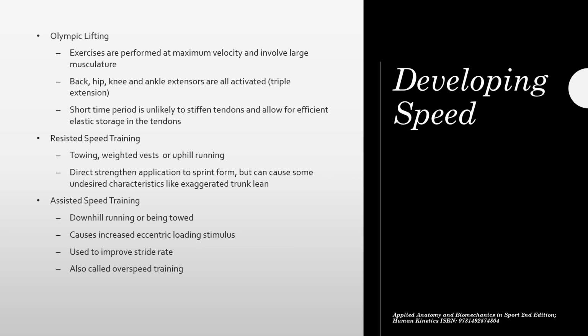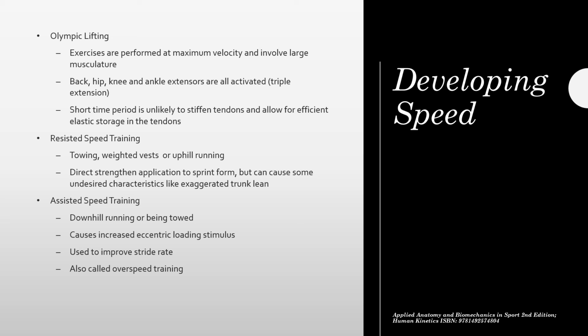All right, so final slide, how are we actually going to develop speed in ways that are helpful and practical for the coach and the athlete? Well, the first optimal exercise is any sort of Olympic lifting. These are large musculature movements that are performed at maximum velocity. So think power clean, power snatch, hang clean, hang snatch, push jerk, split jerk, anything that are these big movements.